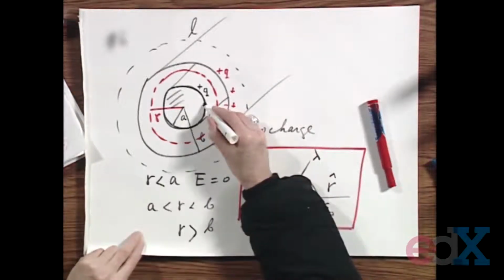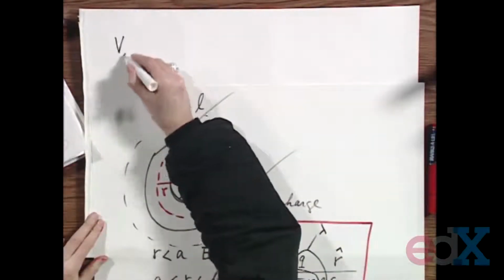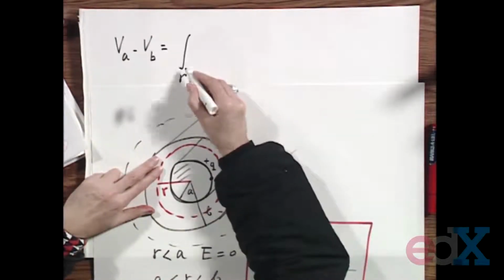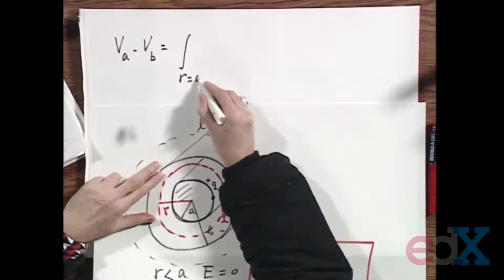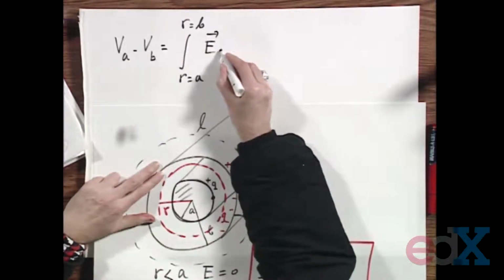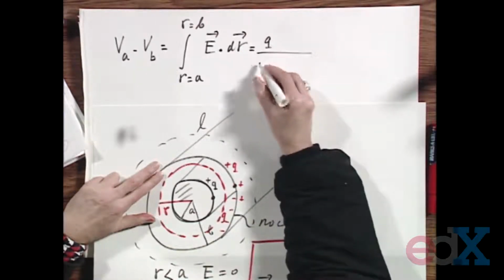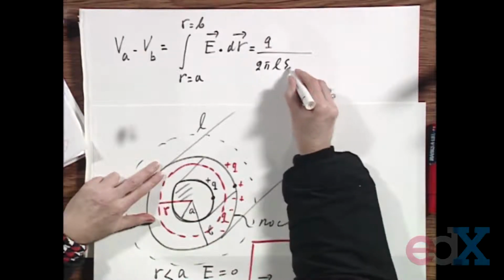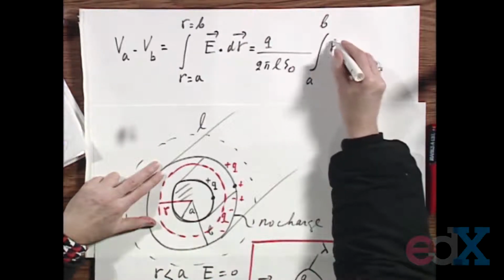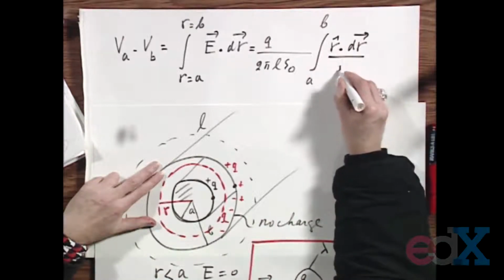What is now the potential difference between this point and this point, between the two cylinders? I will just write that down, shorthand notation, as VA minus VB, which is the integral going from R equals A to R equals B of E in the cavity dot dr. That equals Q divided by 2 pi L epsilon 0 times the integral going from A to B, R roof dot dr divided by R.